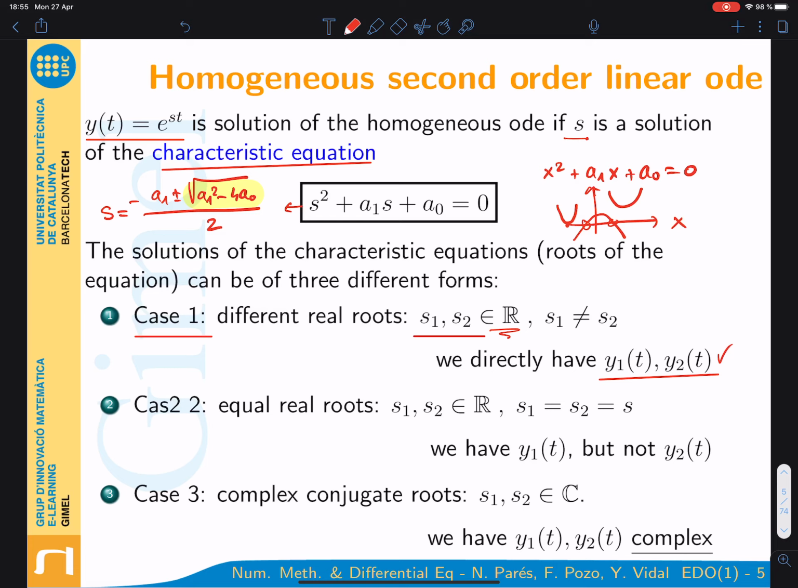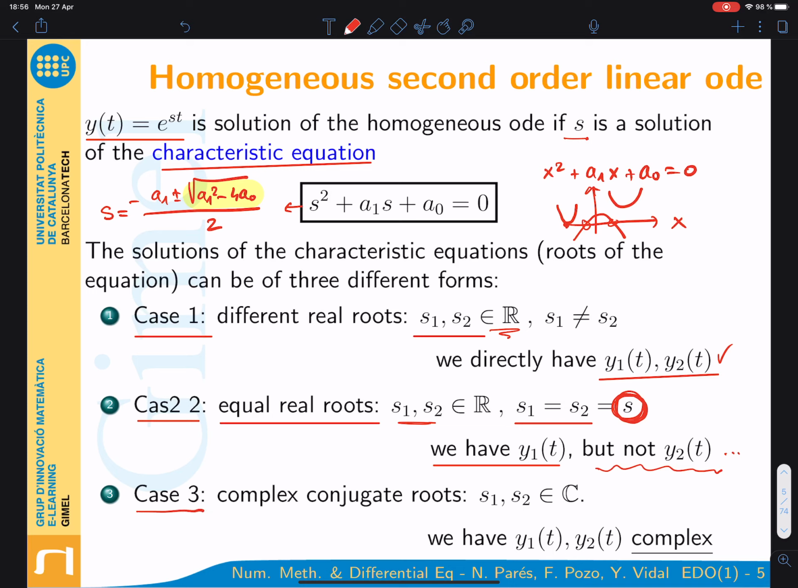The second case, case 2, is when what's inside the square root is 0. So what we get is that we have equal real roots. In fact, S1 and S2 are equal. So we are in this case where we are just touching the x-axis once. In this case, we got one particular solution for this particular value of s, but we need another particular solution in order to really solve the ODE and get the general solution. So we are not done here. We need to work a little bit more.